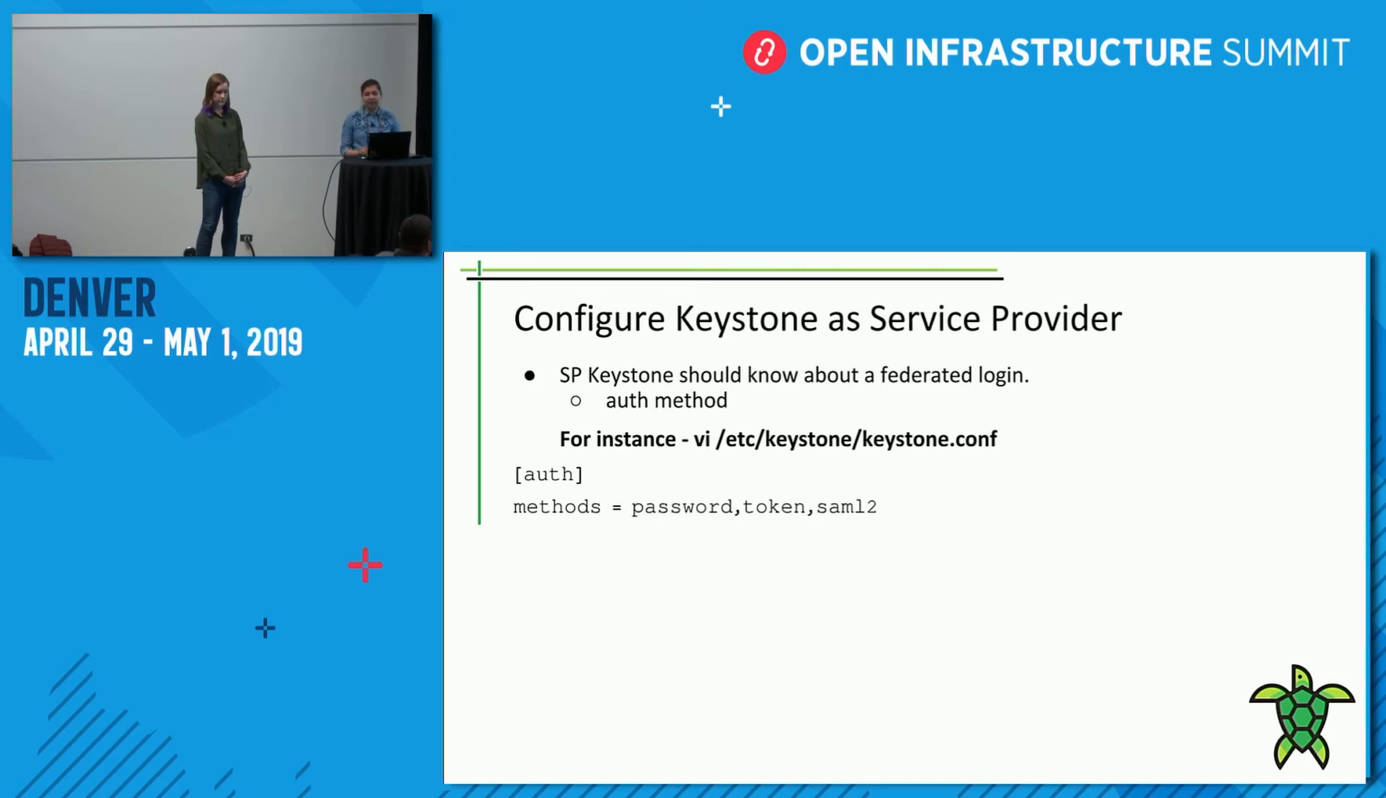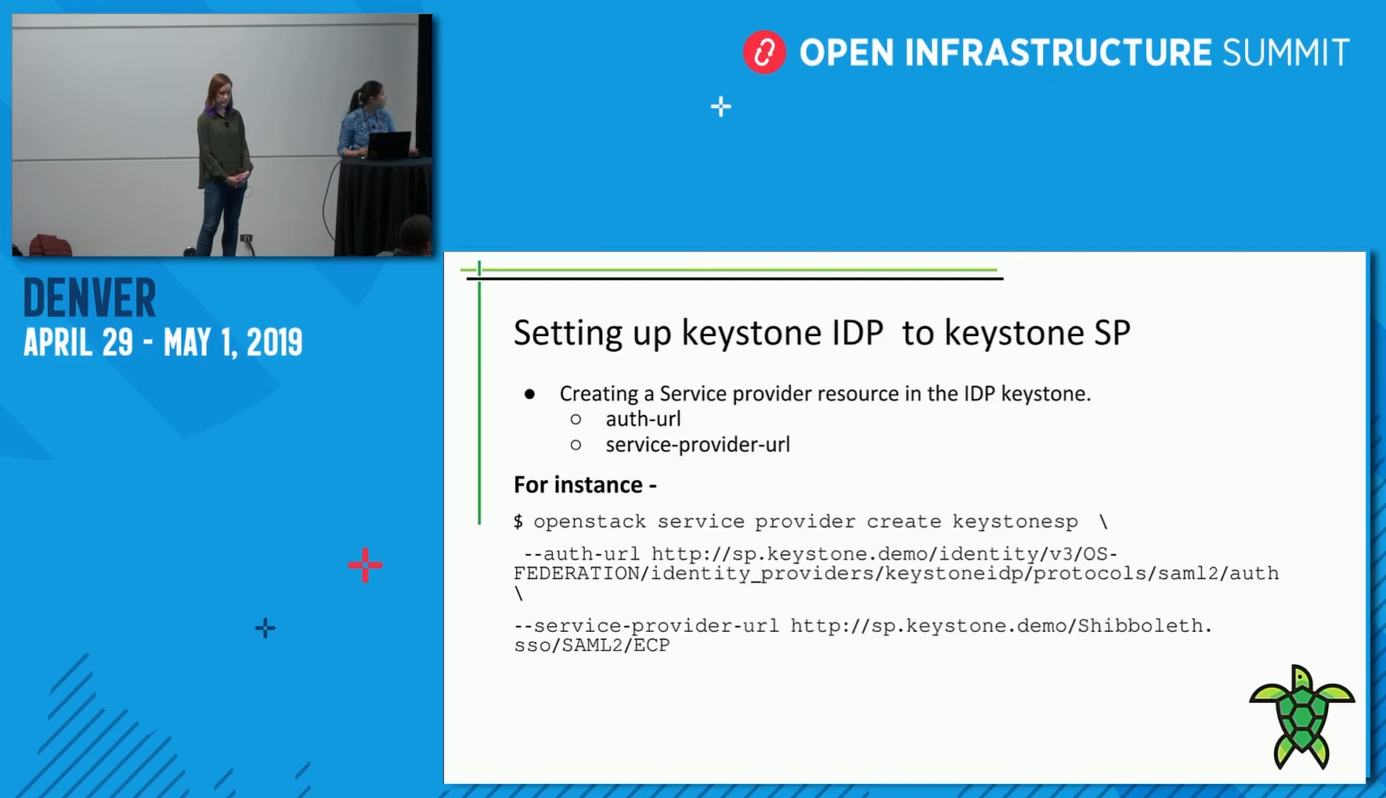We also need to tell our Keystone that a federated login will be there. We need to edit the keystone.conf of the service provider, and in the auth section, we need to add what protocol we are going to use. Now finally, we have to link both the Keystones, one acting as service provider and the other as identity provider.